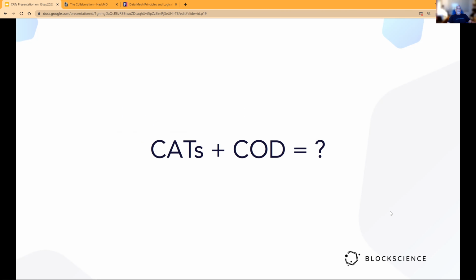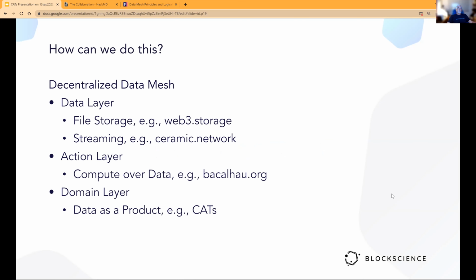So given all that, how do CATs and CODs, how do we put all this together? What do we want to get out of it? And just taking the idea of a data mesh and moving it into the decentralized space that we work in, Web3, and looking at the layering that's inherent in data mesh.